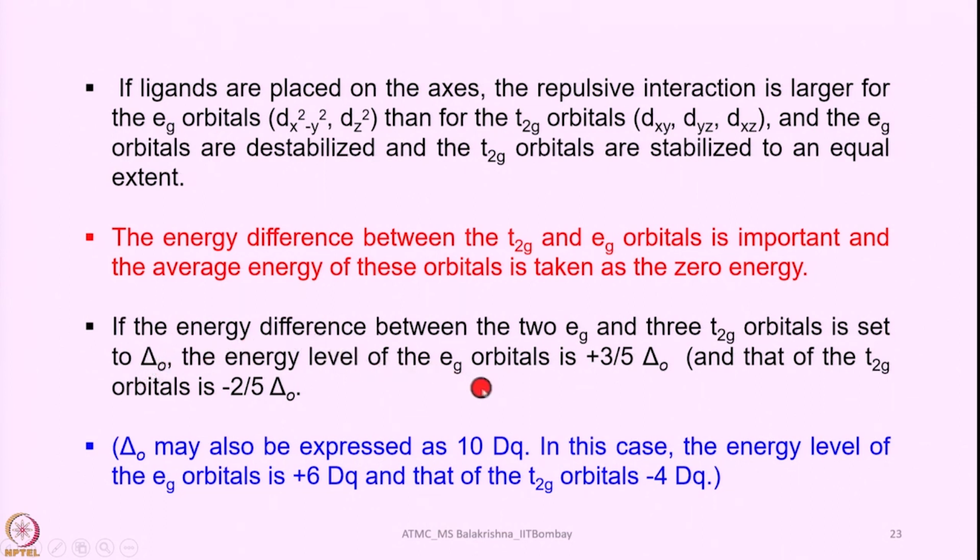The energy level of the Eg orbitals is plus 3 by 5 delta O and that of the T2g orbitals is minus 2 by 5 delta O. So, if you put 4 electrons here and 6 electrons there, you will end up with zero net energy at the barycenter. Delta O may also be expressed as 10 Dq. In this case, the energy level of the Eg orbitals is plus 6 Dq and that of the T2g orbitals is minus 4 Dq. So, this is how crystal field stabilization energy is defined.